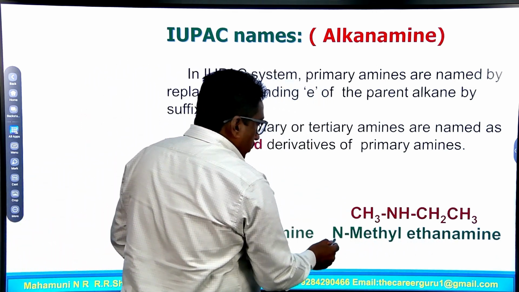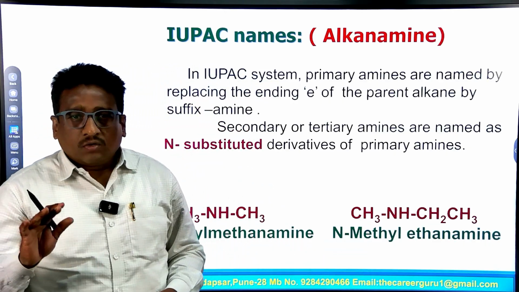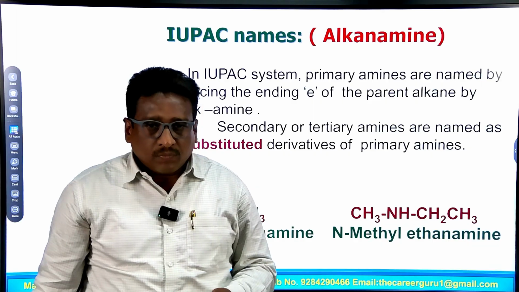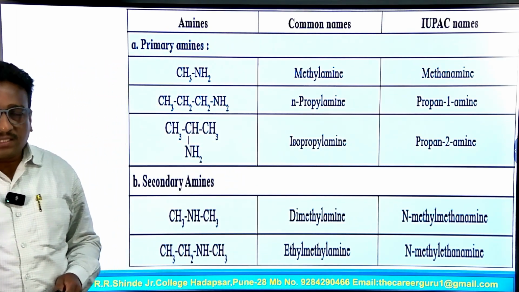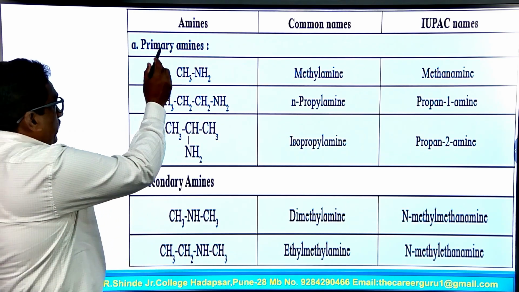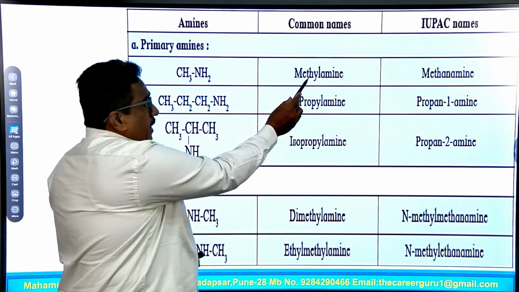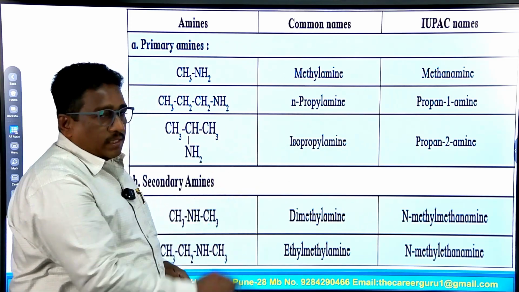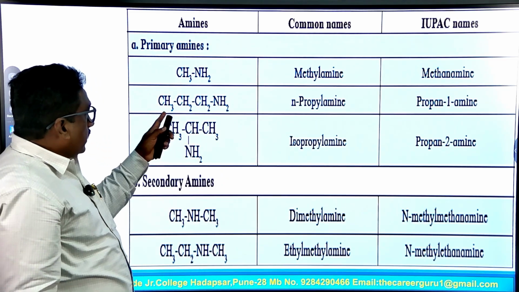So, the correct IUPAC name is N-methyl ethanamine. So, this is the nomenclature system of amines. We have discussed some examples of primary, secondary and tertiary amines. In primary amines, the first example CH3NH2, its common name is methylamine and its IUPAC name is methanamine because of one carbon atom.